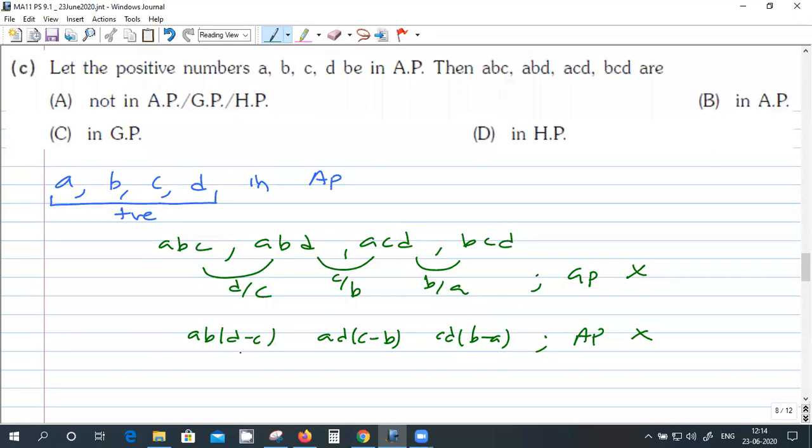If it is an AP, all these three quantities should be the same. D minus C and C minus B are the same because this is the D of this AP. After that you have to compare AD and BC, so you have to compare B and D. B and D are not the same, so it's not an AP. So you now have to check whether they are in HP.